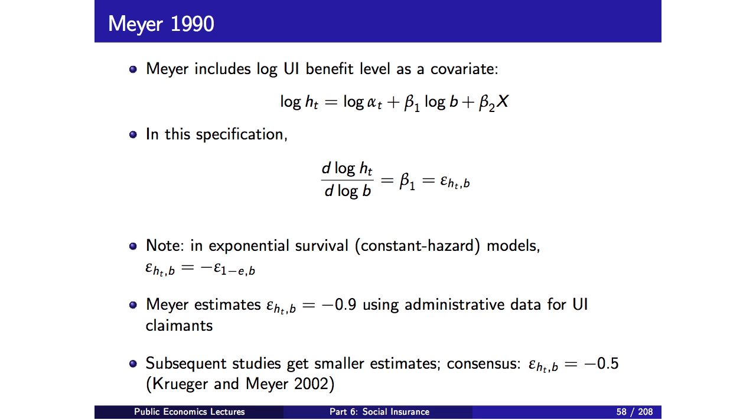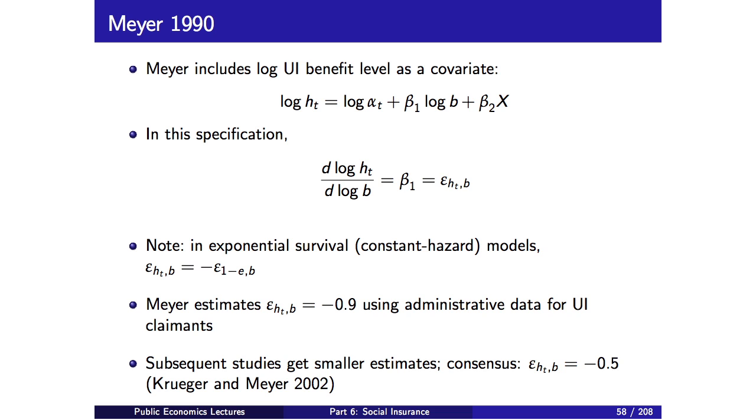So let's talk about what Bruce Meyer actually does. The key covariate that he's interested in is the UI benefit level, which I'm going to call B here. He models log h_t as log alpha_t plus beta 1 log B plus various covariates. In this specification, d log h_t / d log B, which is beta 1, is the elasticity of the hazard rate with respect to the UI benefit level, right?